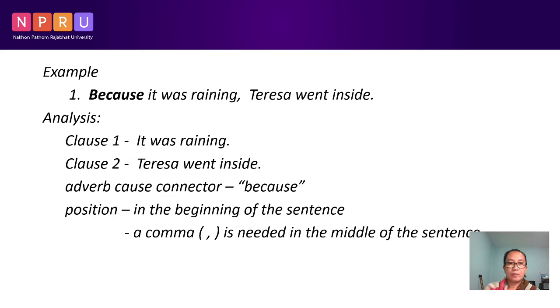So let's say, for example, because it was raining, Teresa went inside. So let's analyze. Clause 1, it was raining. So it is the subject, was raining is the verb. In clause 2, Teresa is the subject, went is the verb. So the adverb clause connector, because, is where? It's at the beginning. Its position is at the beginning. A comma is needed in the middle of the sentence.